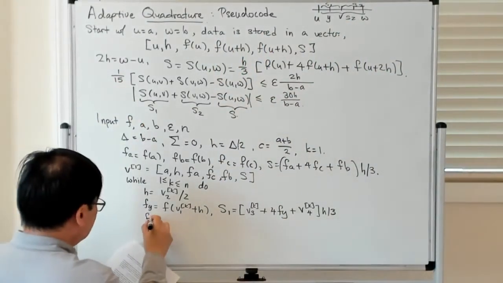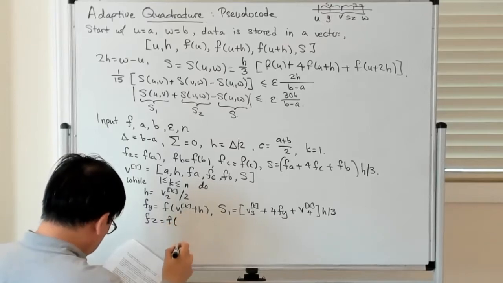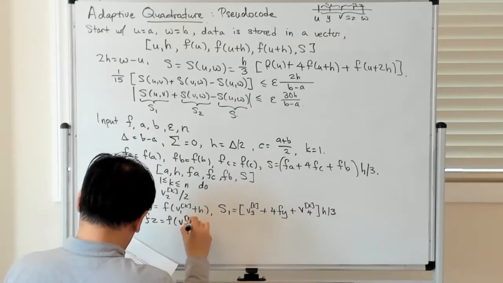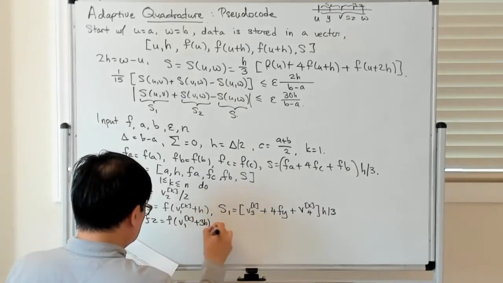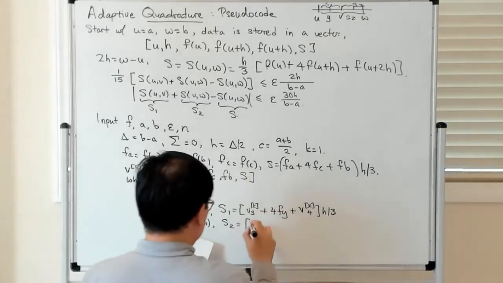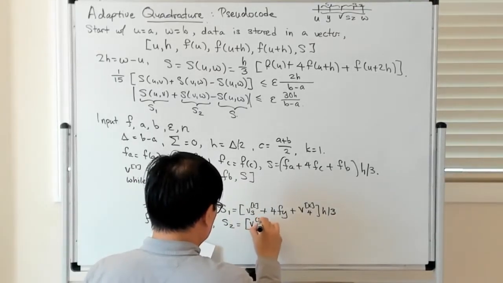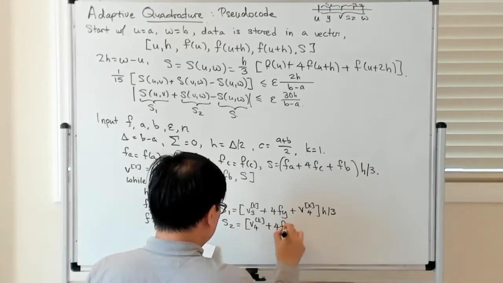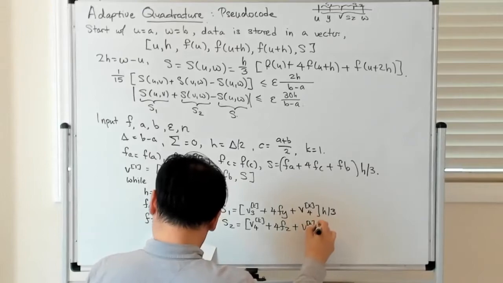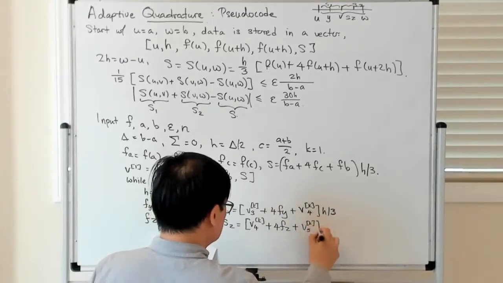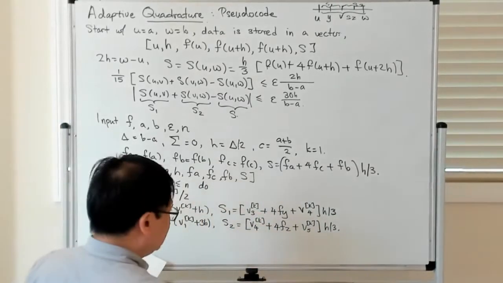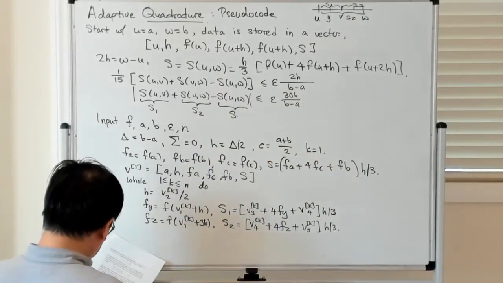So fz is equal to f evaluated at v1k plus 3 times h, and s2 is equal to v4k plus 4 fz plus v5k, whole thing multiplied by h over 3. So again, you're reusing the function evaluations, which are stored in that vector.